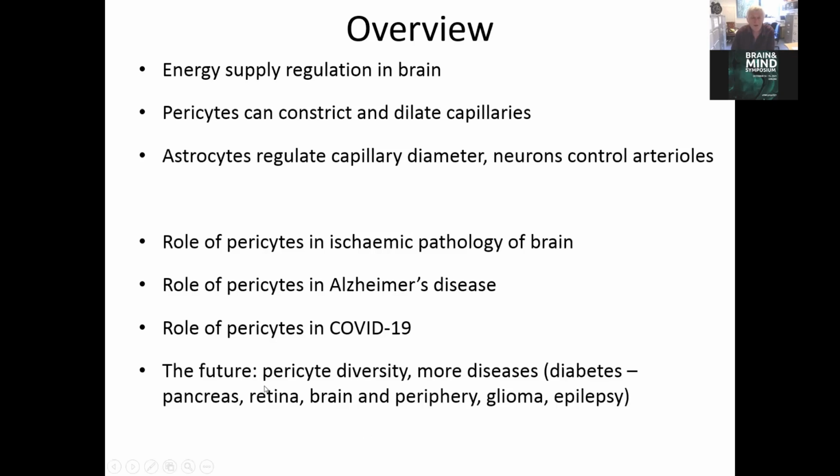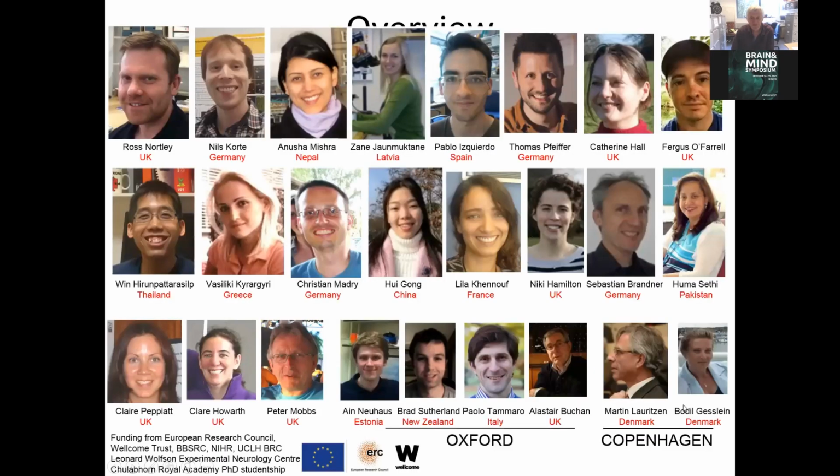And in the future, I think studies are going to focus on the diversity of pericytes, and they will bring in more diseases, including diabetes. Pericytes are important in the pancreas, things that happen in the retina, the brain, and the periphery in all of these diseases, and also glioma and epilepsy.